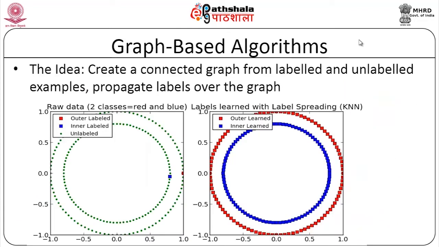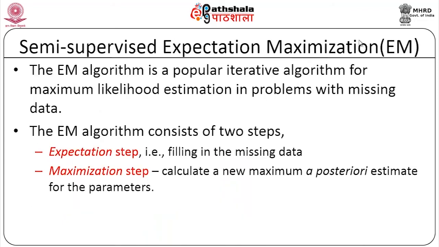There are also graph based algorithms. The idea is to create a connected graph from labeled to unlabeled examples and propagate the labels across the graph. It is called the label propagation algorithm. We are not going to go into detail about this, just to say that graph based algorithms are also present, which use both labeled and unlabeled data. There is also a semi-supervised version of expectation maximization, though we have not touched upon expectation maximization. It is a popular iterative algorithm for maximum likelihood estimation in problems with missing data.